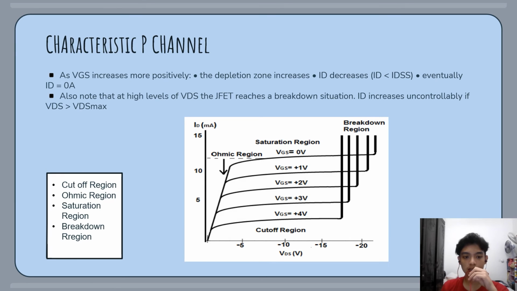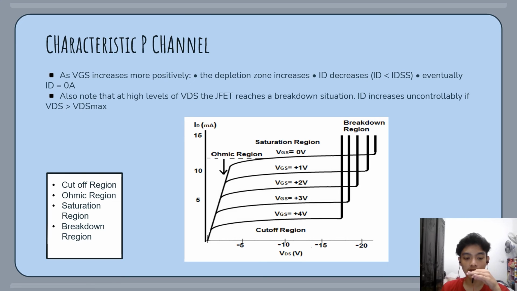The characteristic of the P-channel. As VGS increases more positively, the depletion zone increases. ID decreases. Eventually, ID equals 0 amperes. Also note that at a high level of VDS, the JFET reaches a breakdown situation. ID increases uncontrollably if VDS is over VDS max.